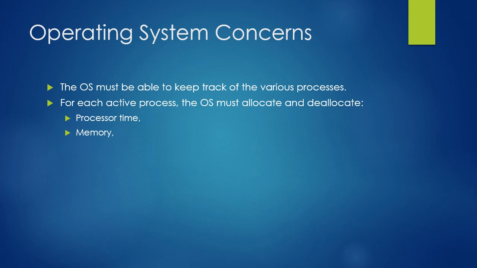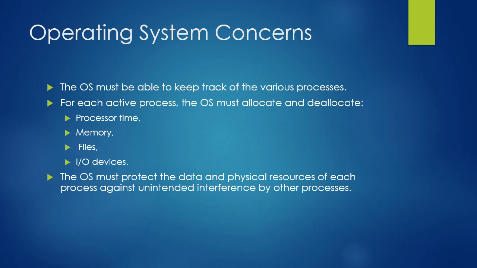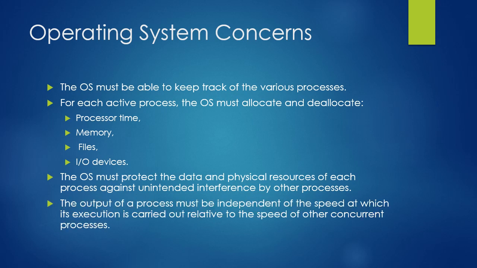Memory is another resource. Most operating systems use a virtual memory scheme. Files are another resource. And the last resource is I/O devices. Number three, the OS must protect the data and physical resources of each process against unintended interference by other processes. And number four, the output of a process must be independent of the speed at which its execution is carried out relative to the speed of other concurrent processes.